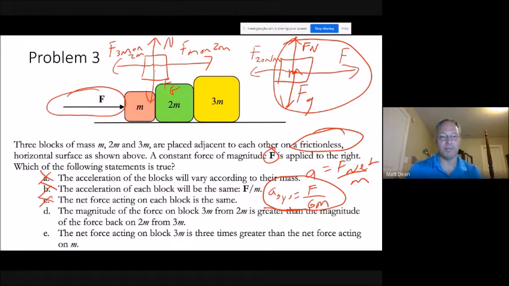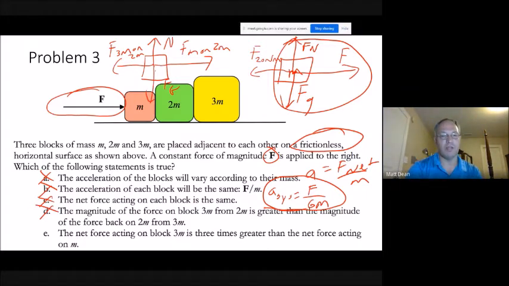B, not correct. The magnitude of the force on block 3M from 2M is greater than the magnitude of the force back on 2M from 3M. So that statement there completely contradicts Newton's third law. However hard 3M pushes on 2M, 2M has to push that hard back on 3M. So this one's just dead wrong. It goes against Newton's third law.